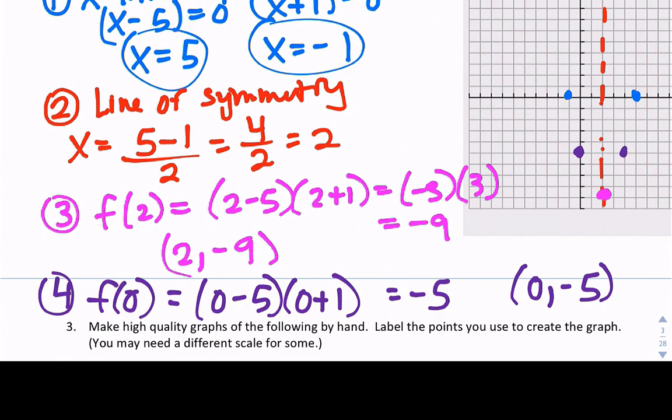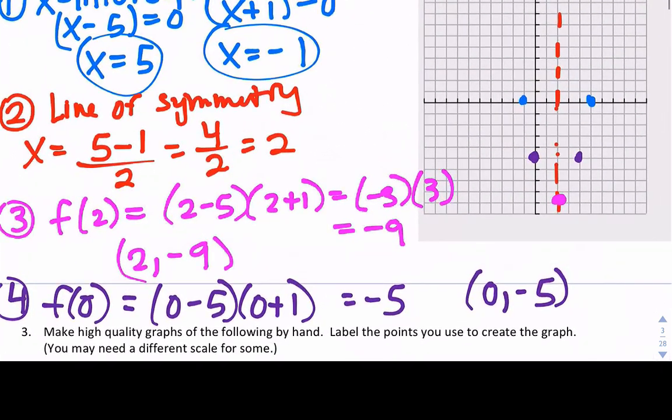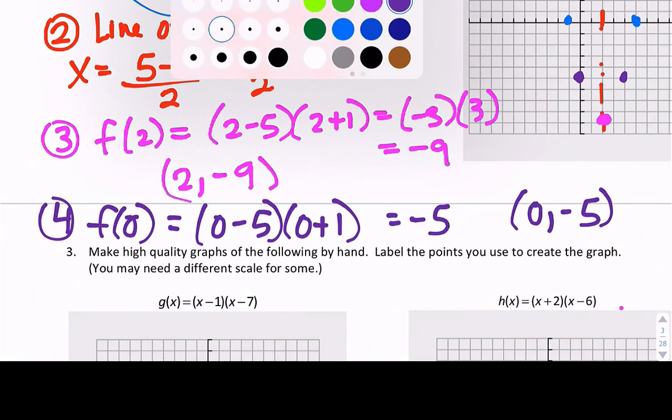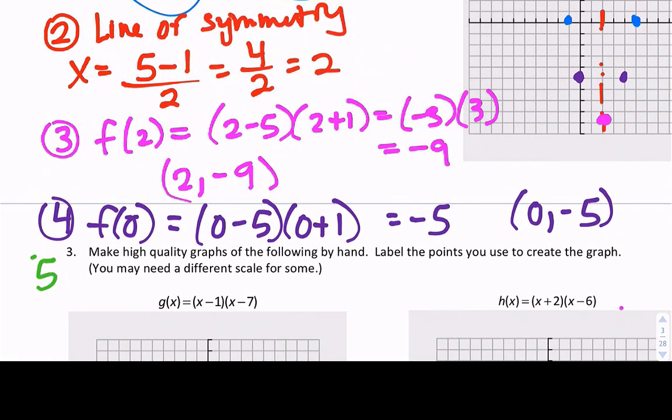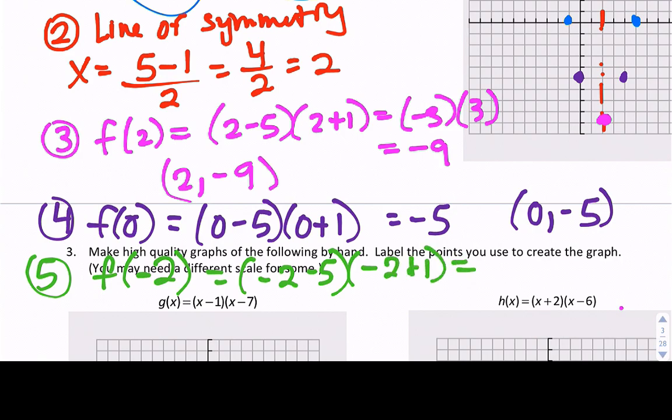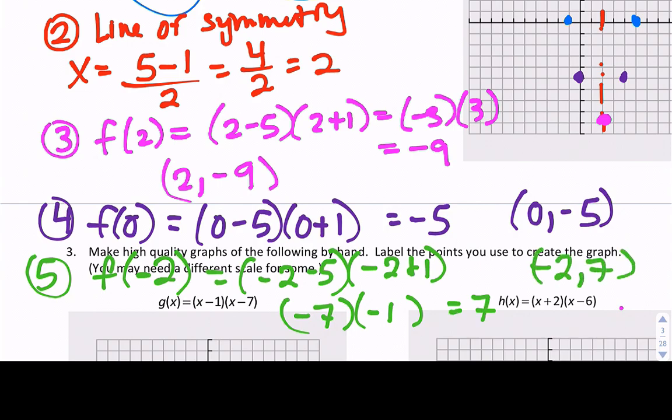And to find another value, just pick any other point to plug in. I'm just going to pick, how about negative 2 right here? So you pick any point and plug in. I'm going to plug in a negative 2. So here's step 5. F of negative 2, which just means negative 2 minus 5, negative 2 plus 1. I should put equals here. So that would be negative 2 minus 5 is negative 7. Negative 2 plus 1 is negative 1. So that's 7. So negative 2, 7 is a point on our graph.